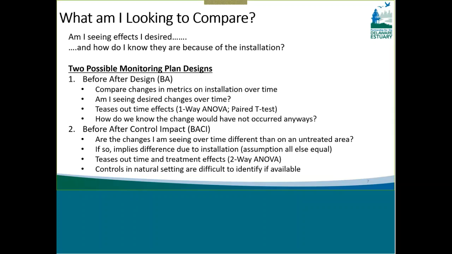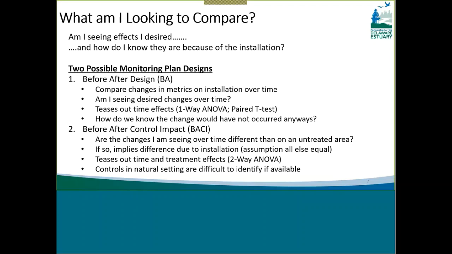But it really answers the question, how do we know that the changes that we are seeing would not have occurred anyway? That's one of the things where you have to start getting a little more complicated in your design, because we're seeing the changes, but I wonder if we're seeing them somewhere else where we didn't do anything. And that's where the design expands a little bit in the number two, the before-after control impact.